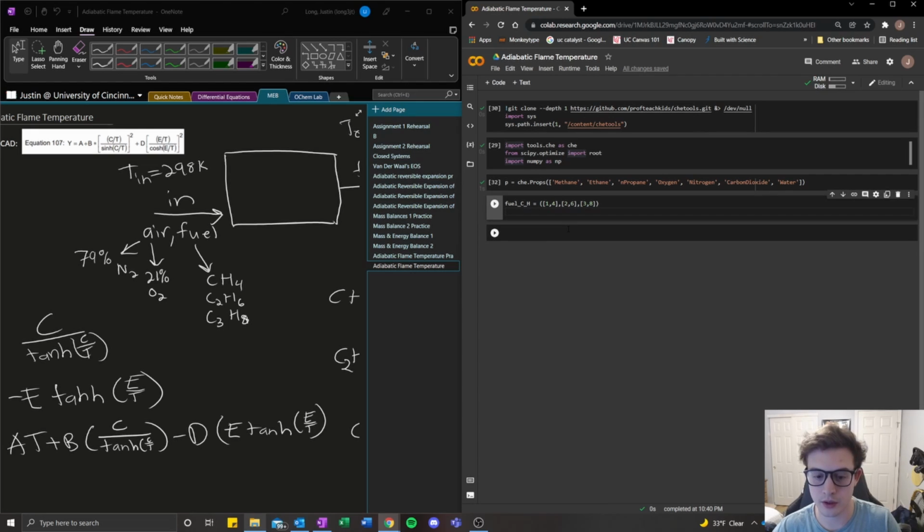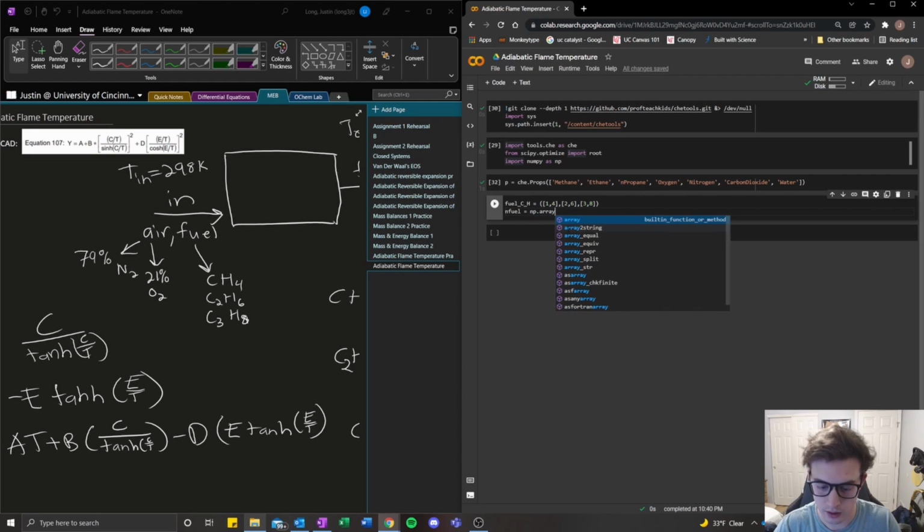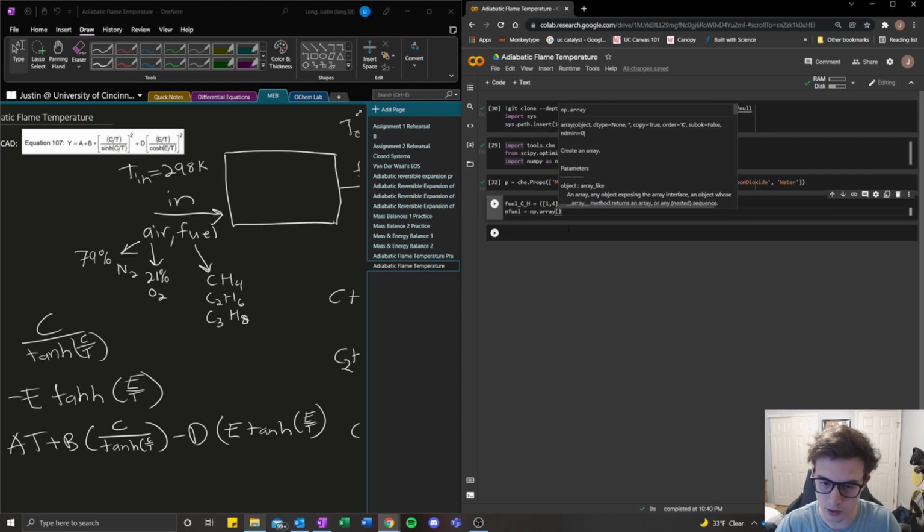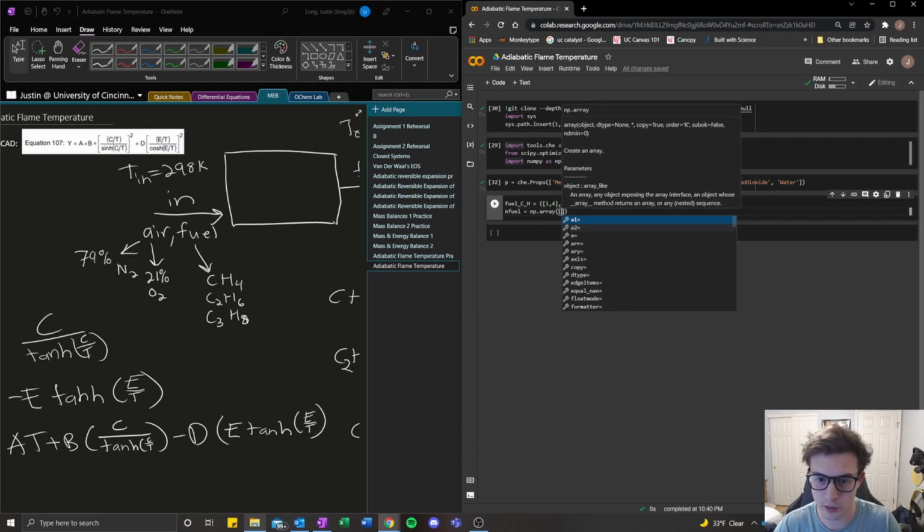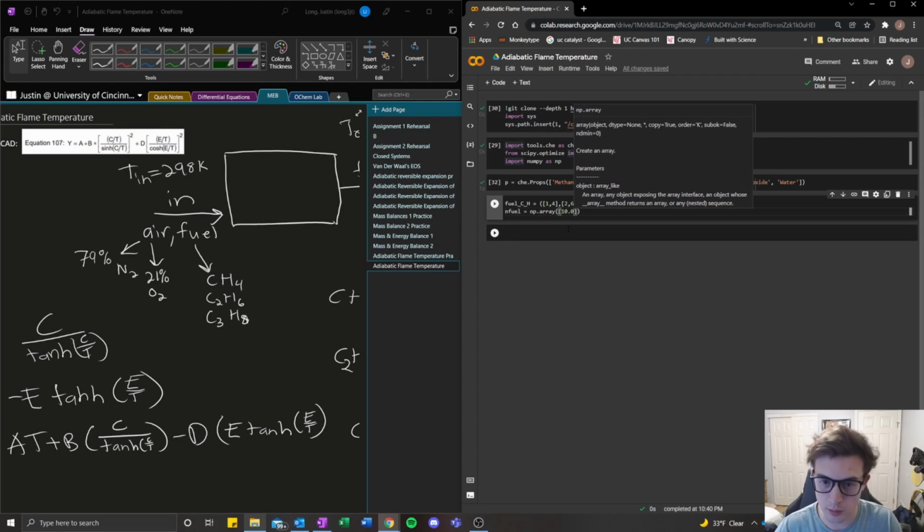And then the next thing we're going to need is the number of moles of each of these fuels that we have. And so this is just going to be a value that we already have. It was given to us. We are going to make an array of this so that we're going to be able to do some matrix multiplication later. So it was given that we have 10 moles of methane, 1.5 moles of ethane, and 1 mole of propane.